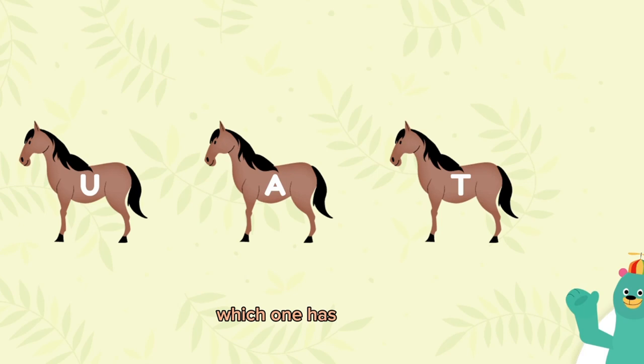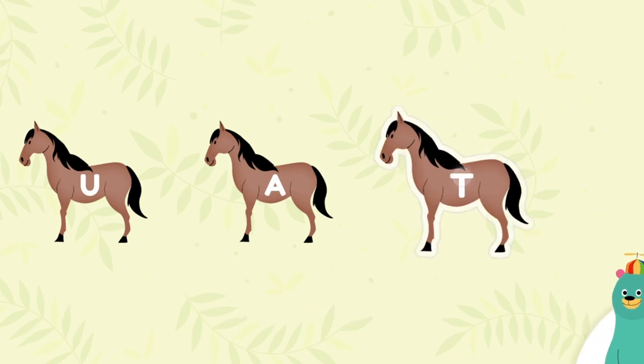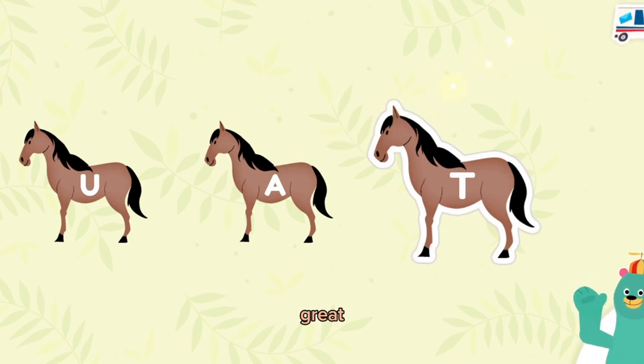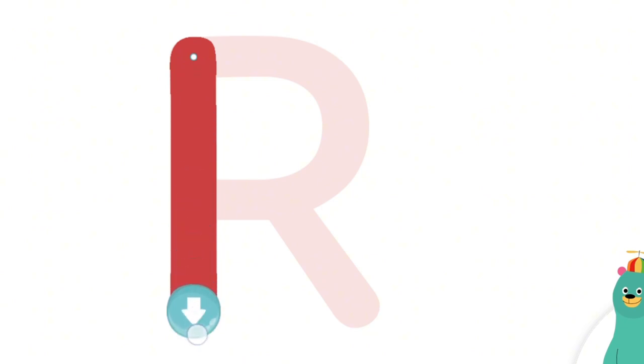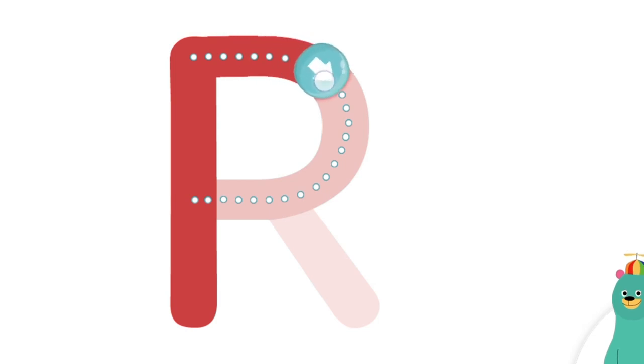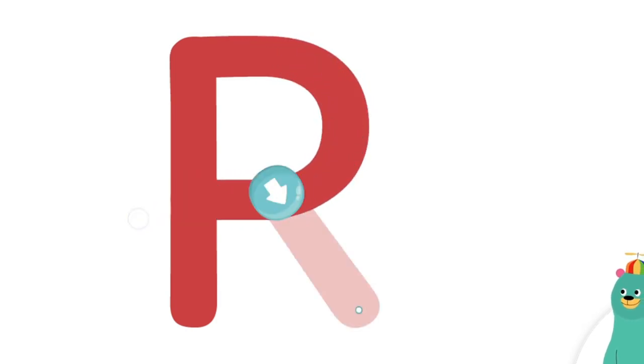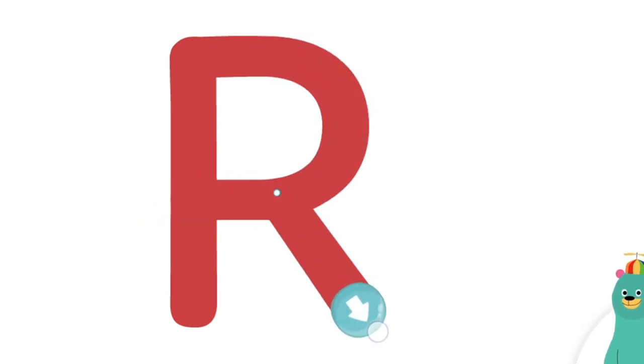Which one has the letter T? Tap it. T. Great! Trace the uppercase letter R. Great! You traced the letter R.